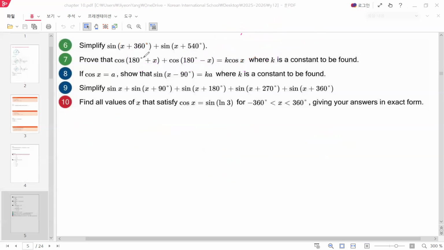Question number 8. Cosine x is defined as a, and then you need to find sine of x minus 90 degrees. Okay, this question is a bit tricky because you need to use this one and this one. Combine these two.